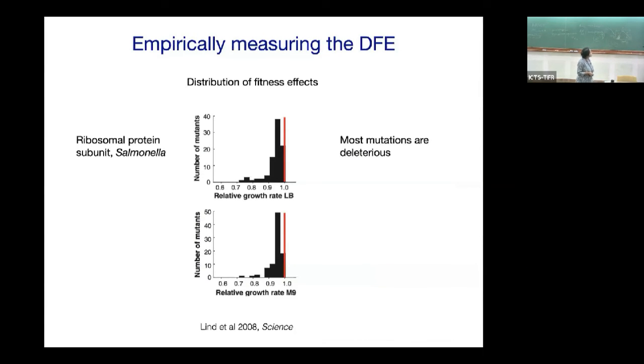And empirically measuring the DFE is important. So here's an example, in contrast to what you saw with the virus data set, from one protein, a ribosomal protein subunit in Salmonella, a bacterium. And here you find that there are almost no beneficial mutations at all, right? So the DFEs are shaped quite differently from what you saw in the virus. There are also no lethal mutations to be found here. There are some mutations which are very deleterious, right? So relative fitness is 0.7. But there are no lethal mutations to be found here. Any guesses why?